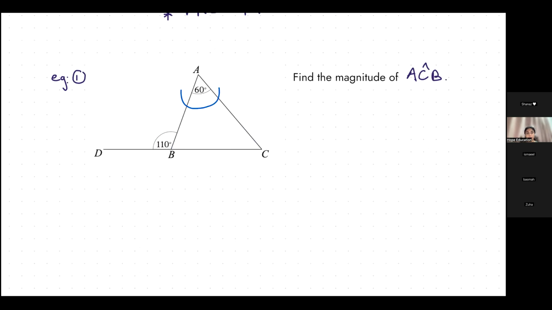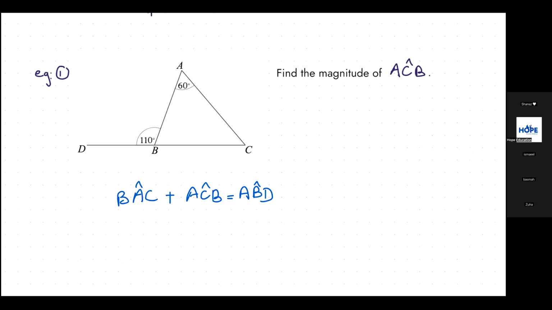BAC plus ACB is equal to ABD. In geometry, I have taught you this previously also: whenever you write something, you have to write the reason within brackets. So what is the reason here? You write the reason as exterior angle equals sum of interior opposite angles. Instead of the word angles, you can use the angle symbol.